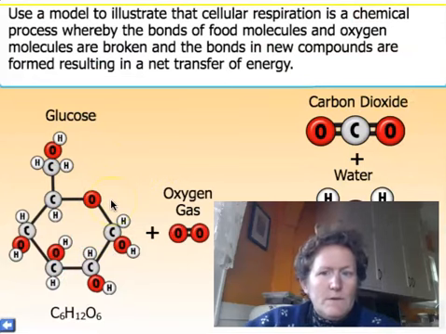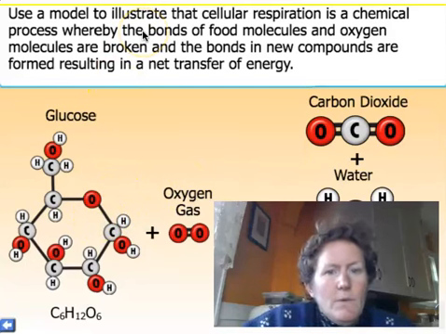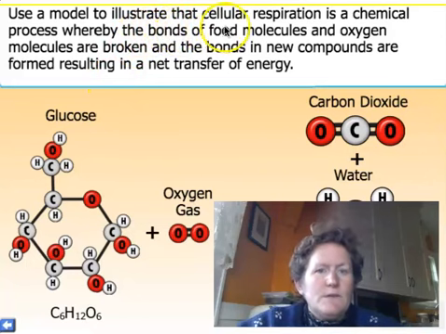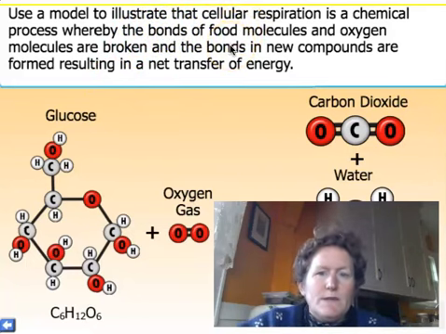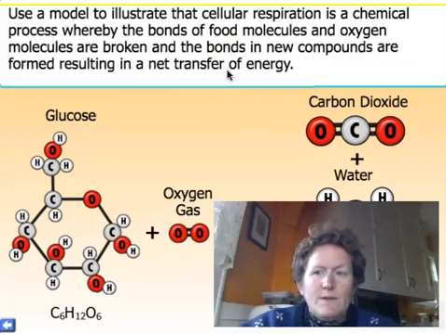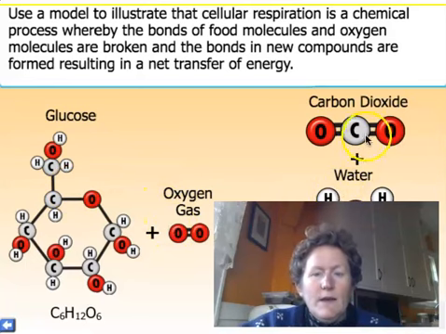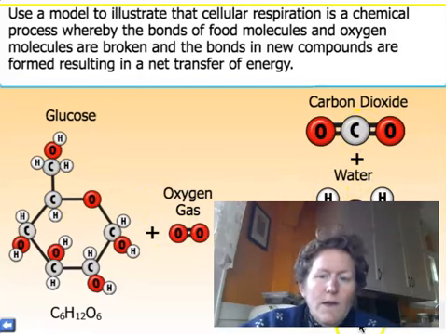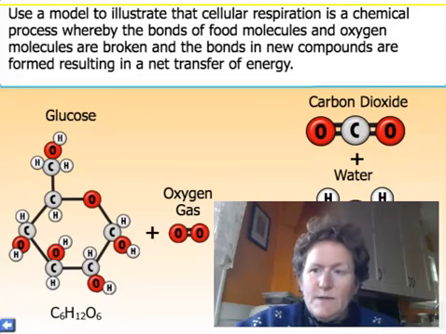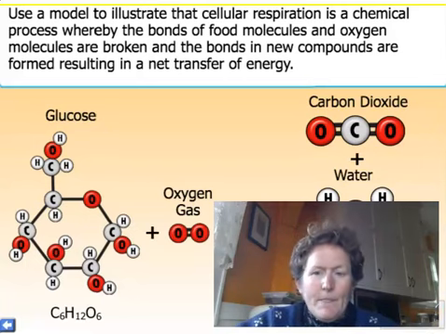So we have glucose that we're going to break down in cellular respiration here. We're meeting a standard that asks us to illustrate that cellular respiration is a chemical process whereby bonds of food molecules and oxygen molecules are broken and bonds and new compounds are formed, resulting in a net transfer of energy. We're going to use the stored chemical energy in glucose, add that to oxygen gas, and get byproducts of carbon dioxide, water, and some chemical energy that we can use to make ATP, which is very important for cells.